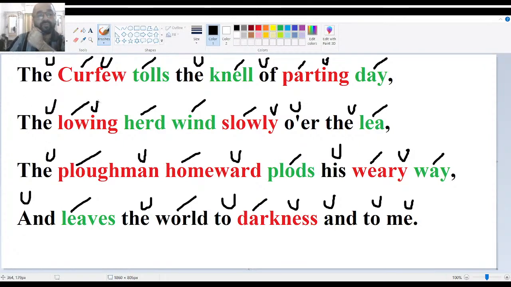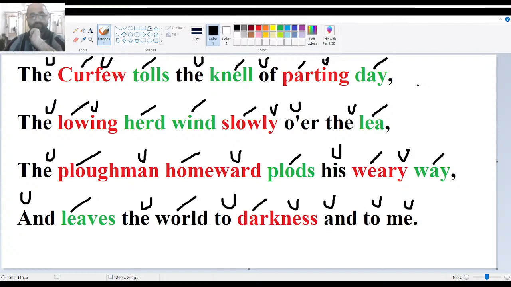So, the curfew tolls the knell of parting day. The lowing herd winds slowly o'er the lea. The ploughman homeward plods his weary way, and leaves the world to darkness and to me. So this is a rhythm. The curfew tolls the knell of parting day. It sounds like an iamb, 1 2. The curfew tolls the knell, 1 2 1 2 1 2.